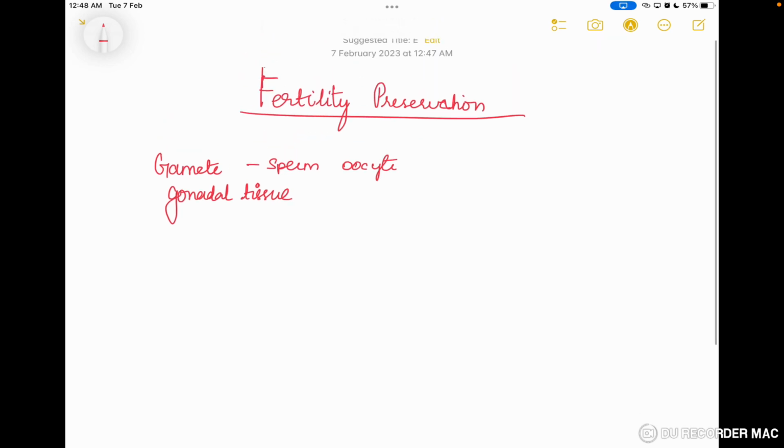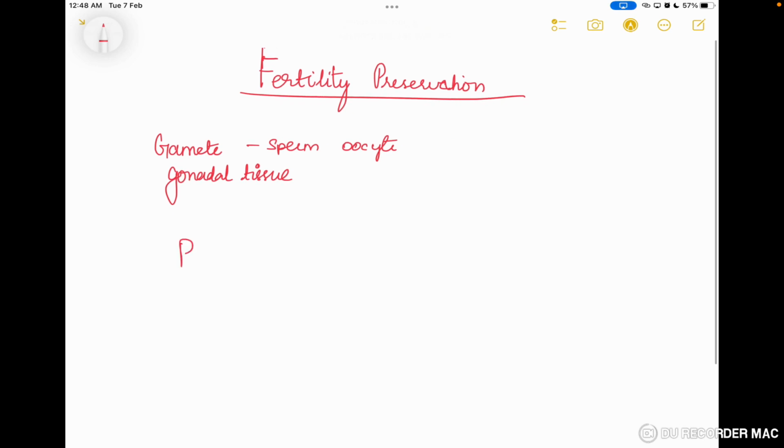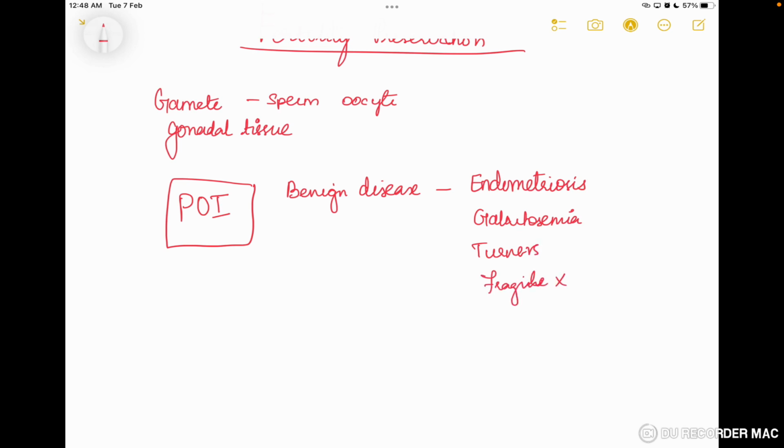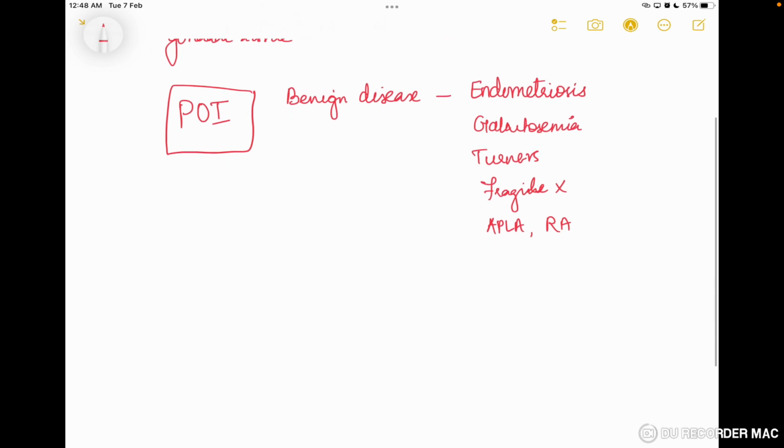So, this concept is becoming a trend now because we are facing many cases of primary ovarian insufficiency or premature ovarian failure because of many diseases, benign diseases like endometriosis, galactosemia, Turner's, Fragile X, APLA, rheumatoid arthritis, many other vascular conditions, BRCA carriers, thalassemia, and many more.